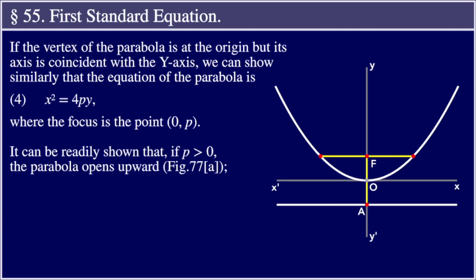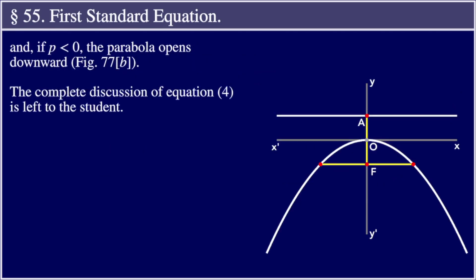If the vertex of the parabola is at the origin, but its axis is coincident with the y-axis, we can show similarly that the equation of the parabola is equation 4, x squared equals 4py, where the focus is at the point (0, p). It can be readily shown that if p is greater than 0, the parabola opens upward, Figure 77a, and if p is less than 0, the parabola opens downward, Figure 77b. The complete discussion of equation 4 is left to the student.